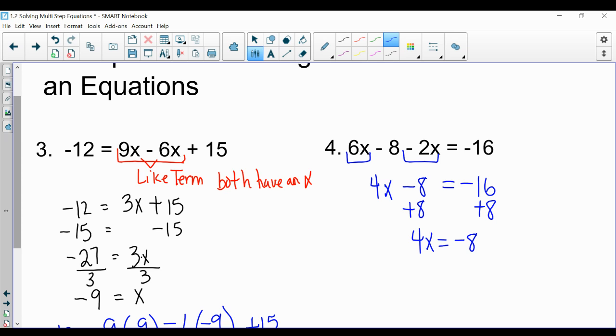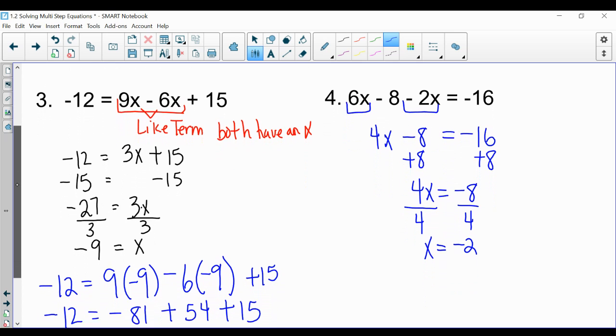So now I have a multiplication problem that I can see. So now I'm just going to do a division. My inverse operation is division. So x then is equal to a negative 2. So once again, I want to check my answer to make sure I got it right.